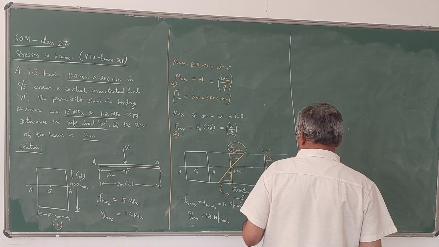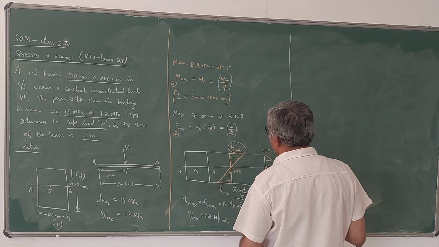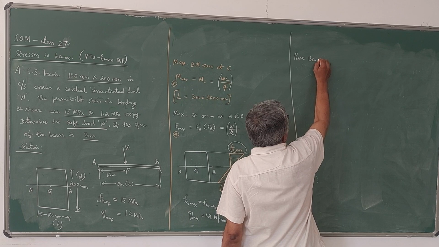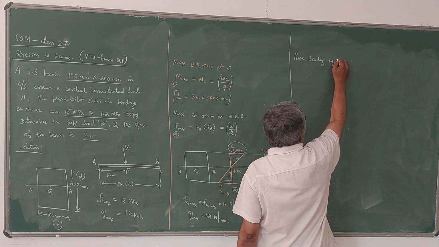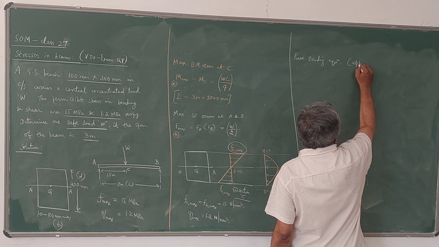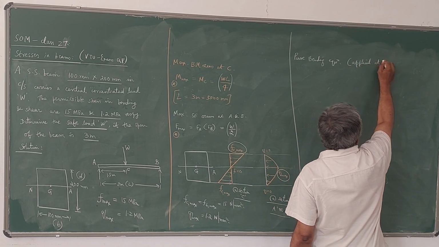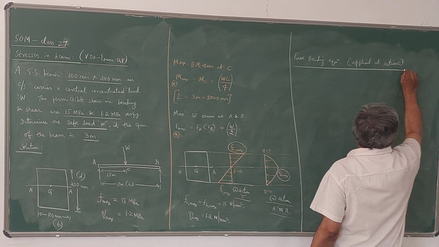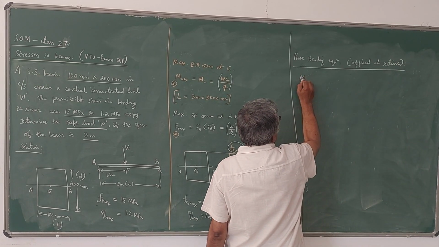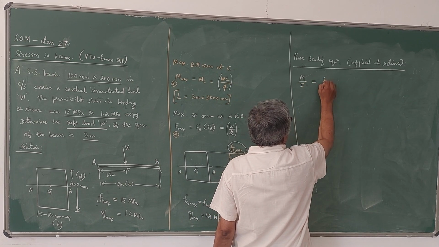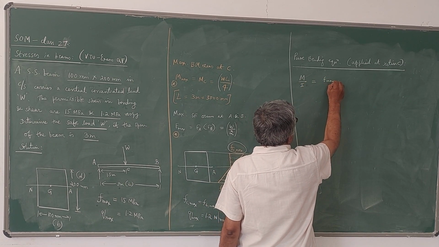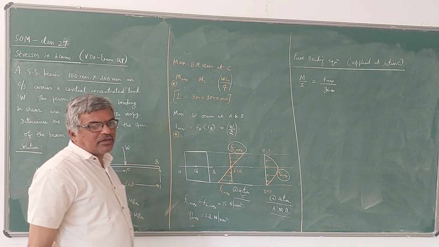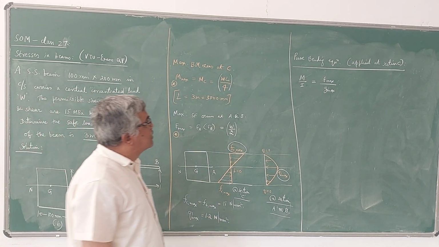Now let me go one by one. First, I will consider this pure bending equation applied at point C. This should be applied at section C. It has to be applied at section C. So the equation states like this: M by I is equal to F by Y, or this F by Y can be written as F max by Y max. When F is max, Y will be Y max.